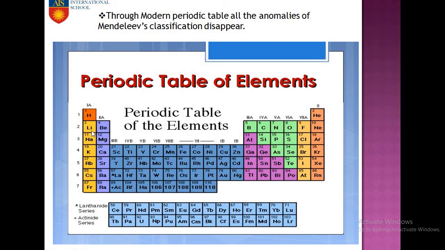And one more, like lithium and silver. They both share different properties but were placed in the same group in the Mendeleev periodic table, which was resolved in the modern periodic table. Now they are placed apart. Okay, and the lanthanide series and actinide series we can also see in the modern periodic table.